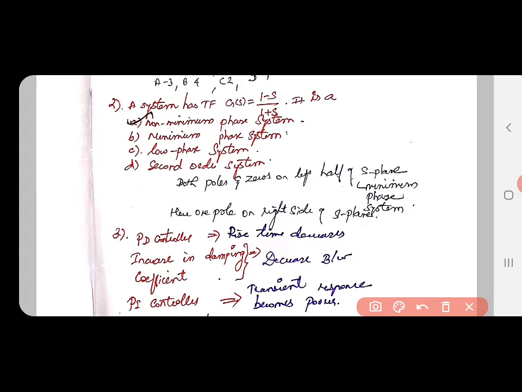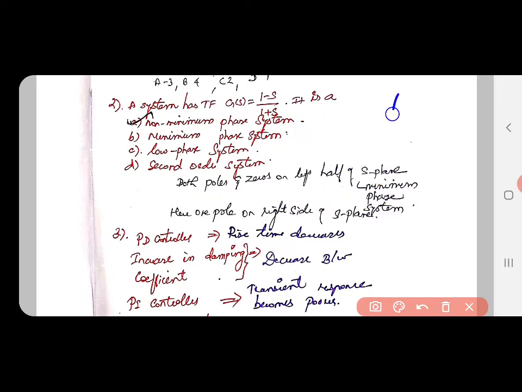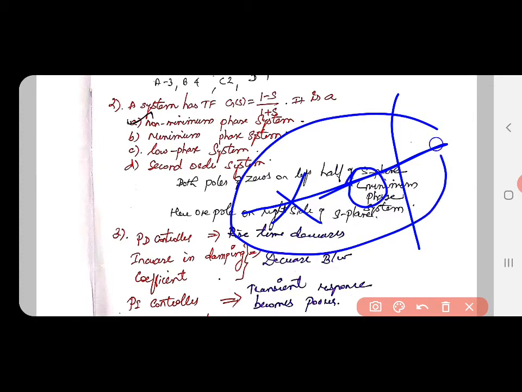We can see the next question. A system has transfer function G of s equal to 1 minus s by 1 plus s. It is a non-minimum phase system. We need to know one concept: when both the poles and zeros are on the left half of the s plane, this is a minimum phase system. If the pole is here and the zero is there, this is the minimum phase system.